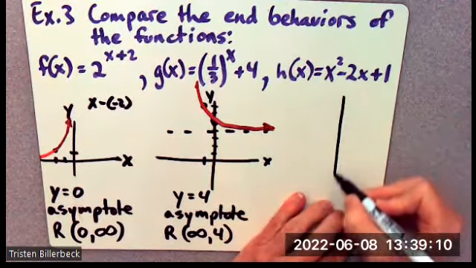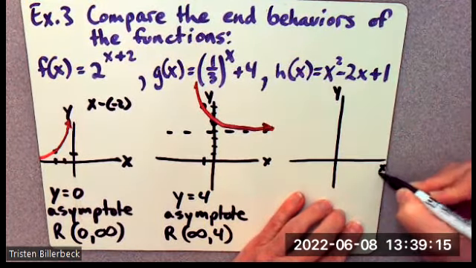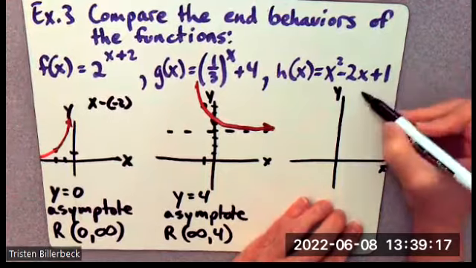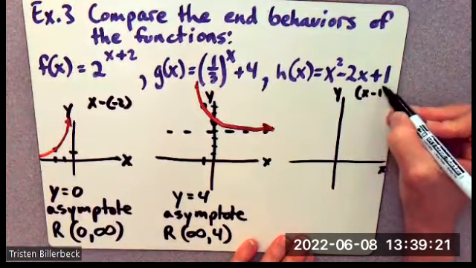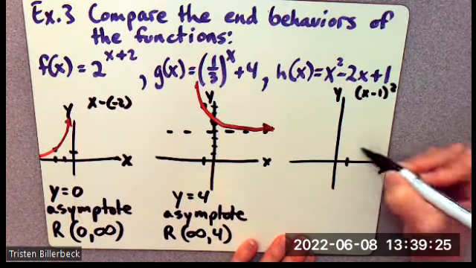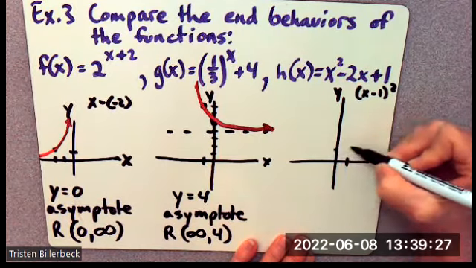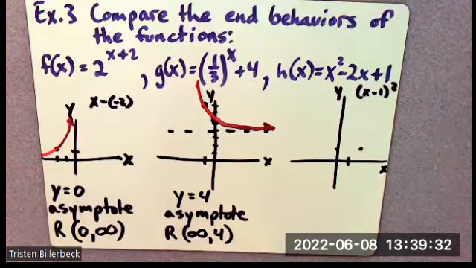All right, this particular one, let's look at our end behavior here. We see, oh, that's a perfect square trinomial. That's actually x minus 1 squared. So that means it's shifted over to 1. And it's going to look something like this when we graph it.